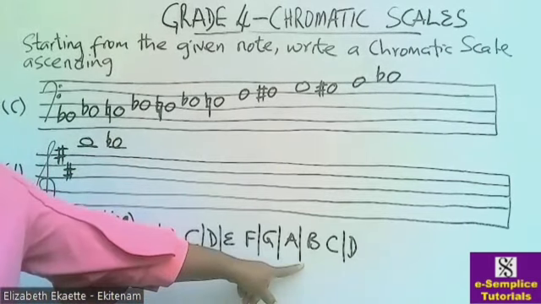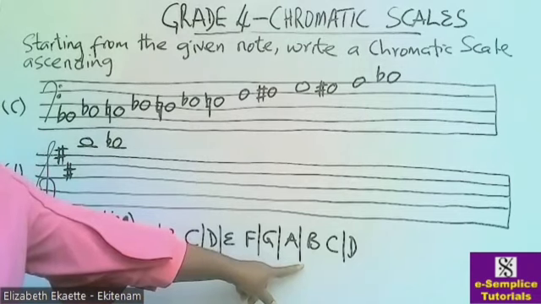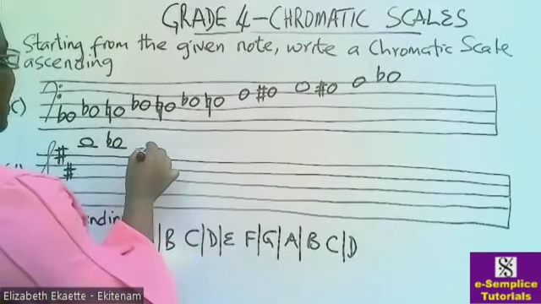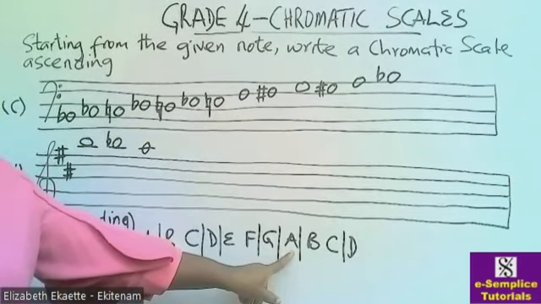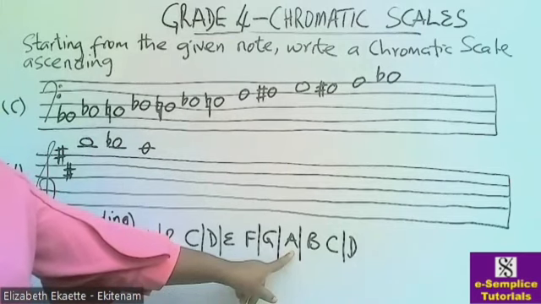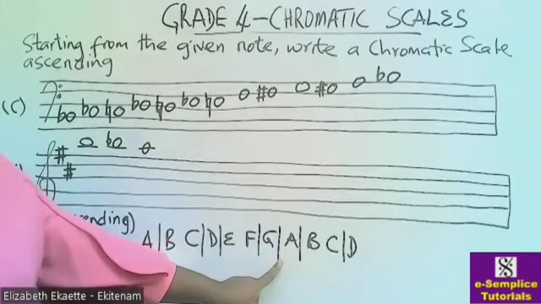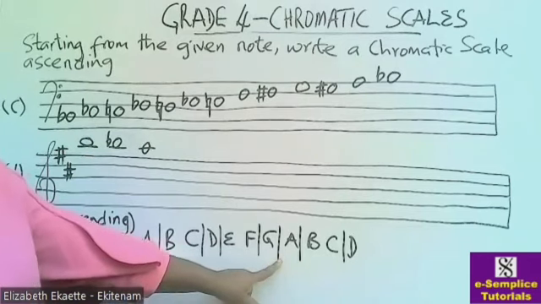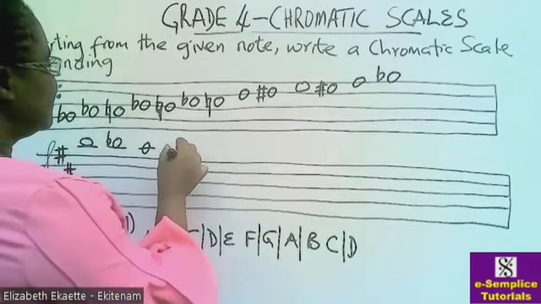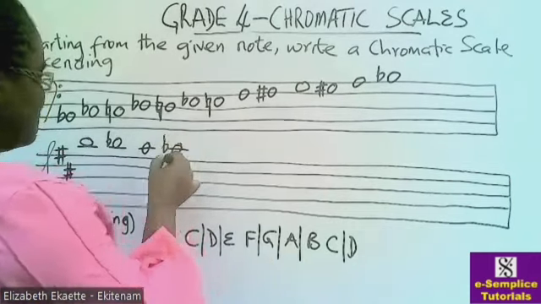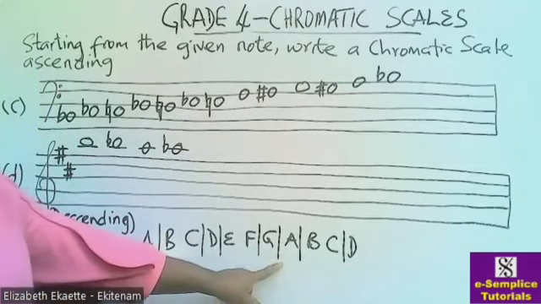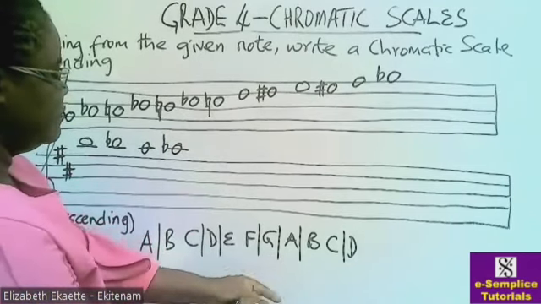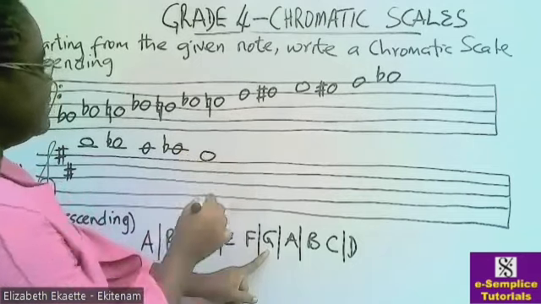After B flat, we are going to have A. So you have an A here. Now, after A, you have A flat. Yes, you can have A flat. Now we are here, we are at A flat. Now, after A flat, we have a G, because the next semitone is a G.